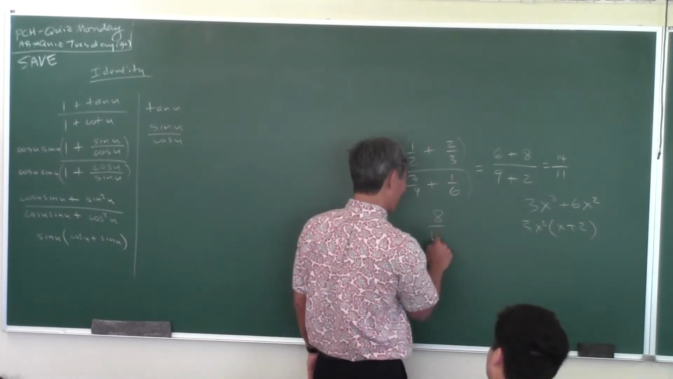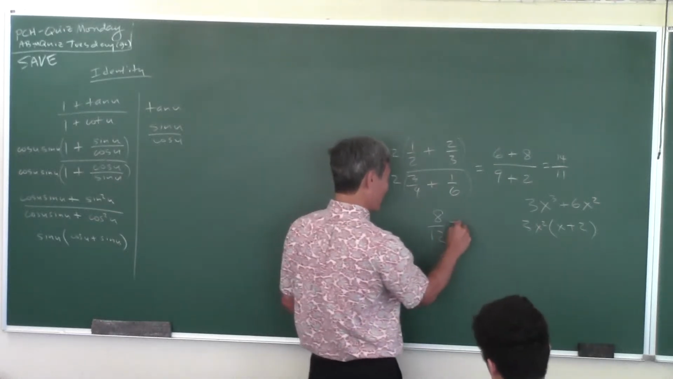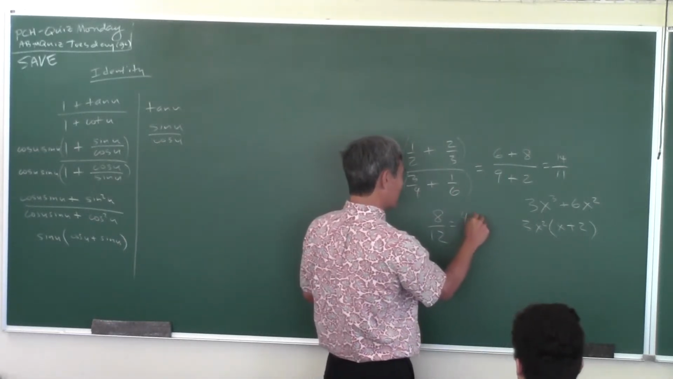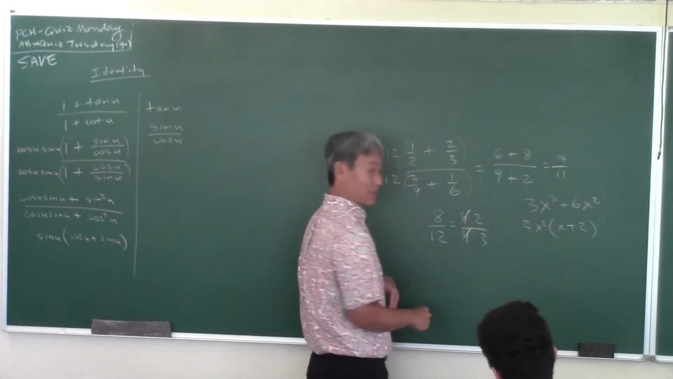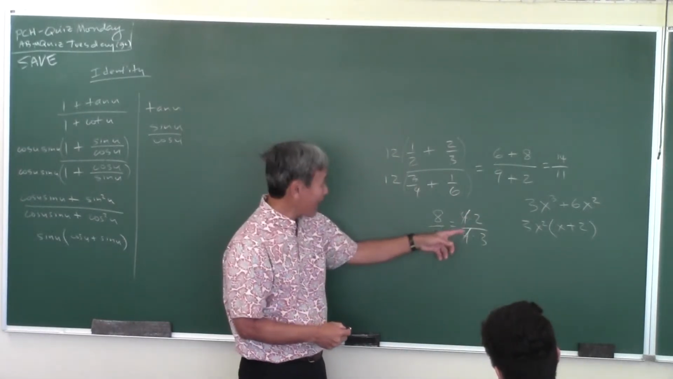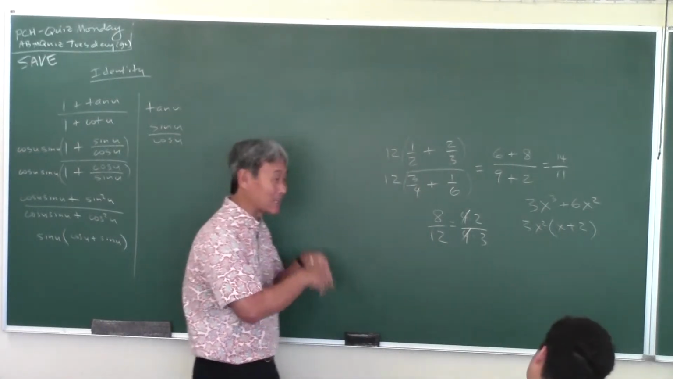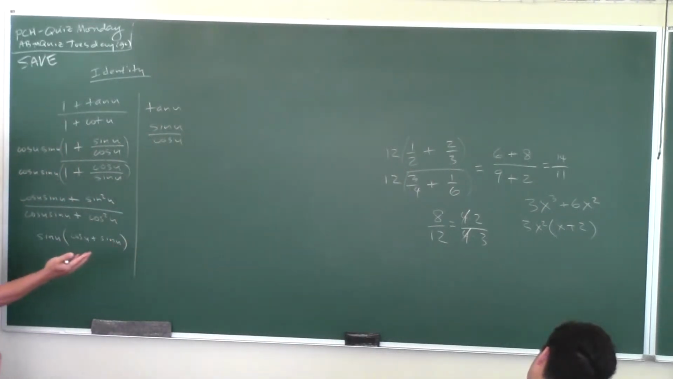Like 8 over 12. How do we reduce that? Well, we change 8 to 4 times 2, and we change 12 to 4 times 3, and I can cancel out the 4. Right? Because they're factors, they're multiplied together. That's when you can cancel. And that's how you get 2/3.